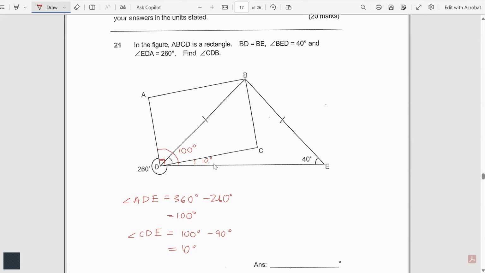And now I can find CDB, or BDC. CDB will be 40 because this whole thing here is 40, isosceles triangle, right? So 40 minus away this small angle here will give me angle CDB. 40 minus 10. Okay, so answer 30 degrees.